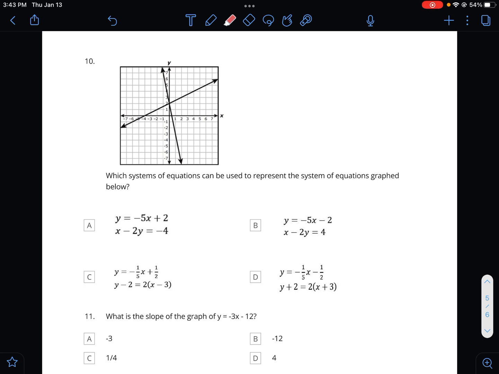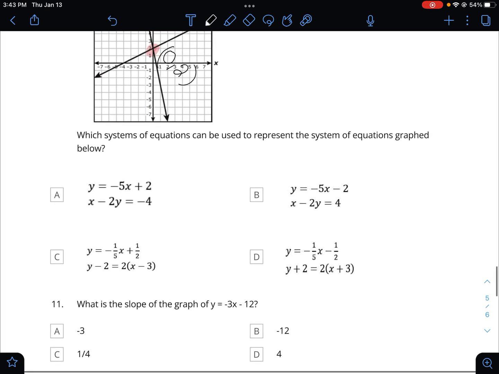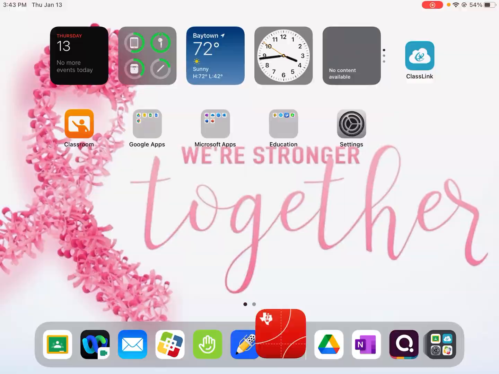We have the system right here that's graphed. We want to know which of these equations best represents the one that's graphed. So what you need to be able to tell me is that the solution to this is right here at 0, 2. Okay, so we're going to put these all in our calculator and see which one gives us 0, 2 as a solution.